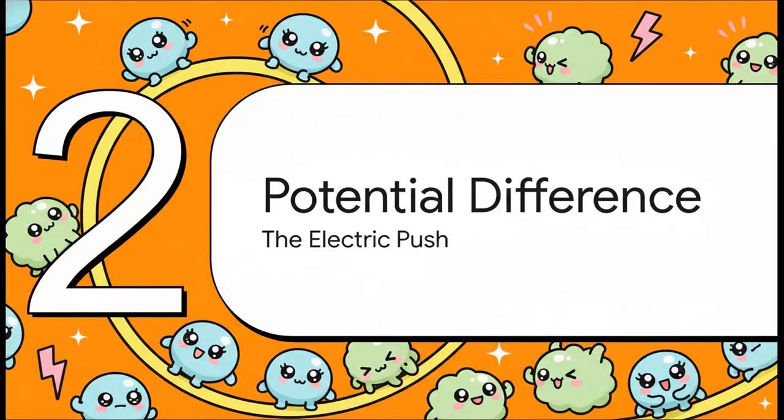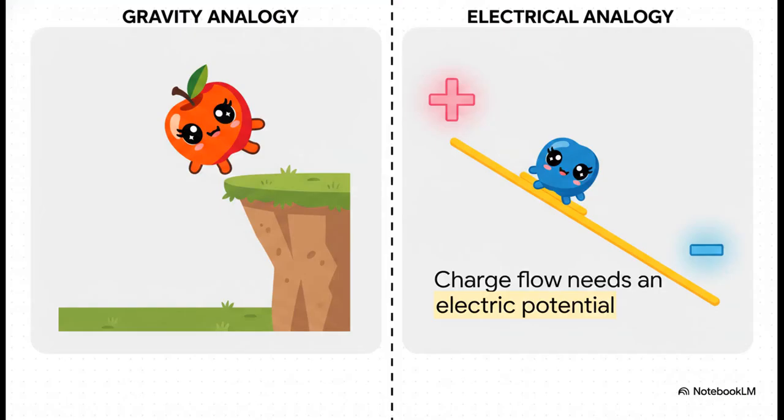Okay, moving right along to Section 2, potential difference, the electric push. Because look, electrons don't just decide to move on their own. They need a serious push to get going. Think about gravity. If you hold an apple and let go, it falls because there's a difference in height, right? It absolutely needs that drop. Electricity is exactly the same. Just like a falling object needs a height difference, an electric charge needs an electric potential difference to actually flow from one end of a wire to the other.